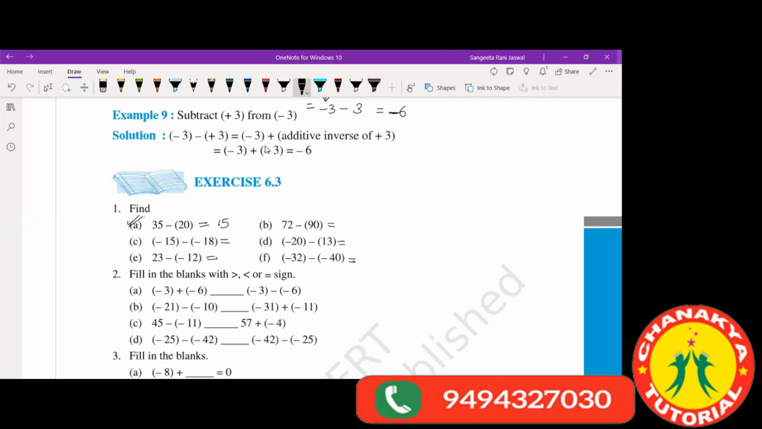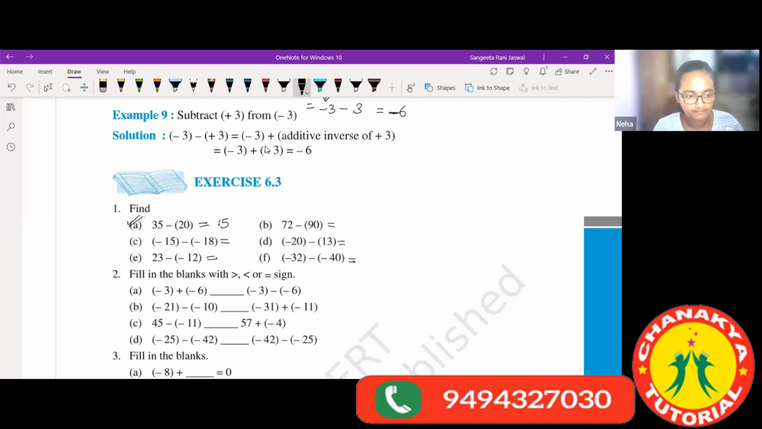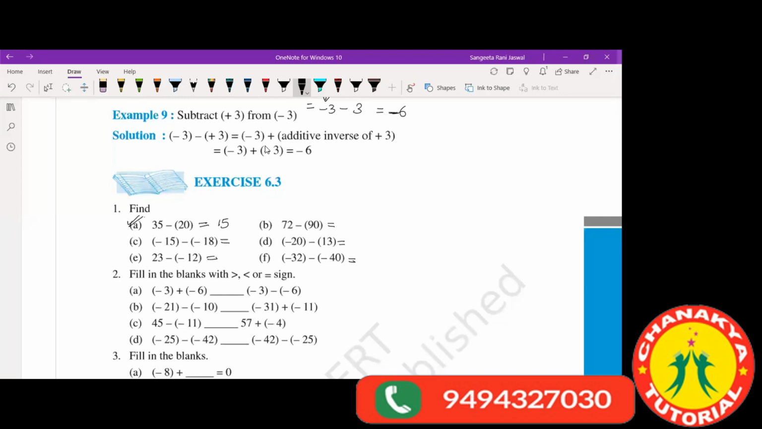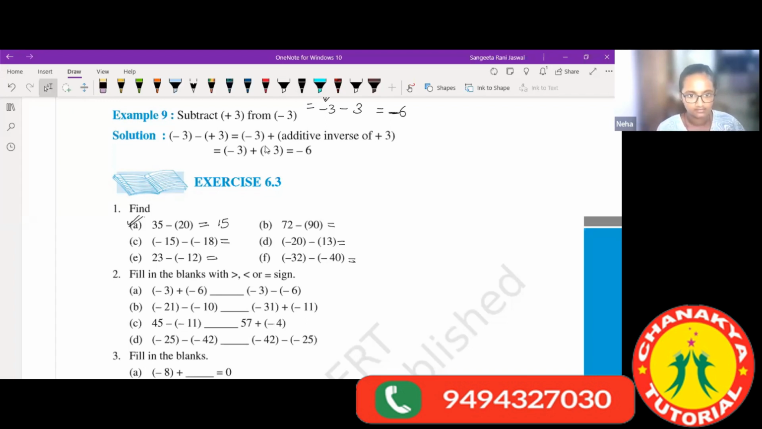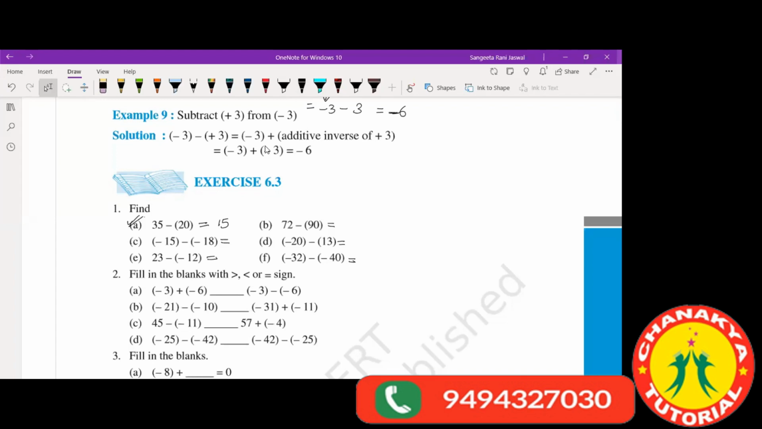Neha, you tell me the C part. C question. Ma'am, -3. Minus 15 plus 18. So how much is that? Ma'am, how much is the answer? -3. Minus 3. This became minus and minus plus 18 minus 13. So this will be plus 3. Is it? How can you say that? Minus 15, ma'am, plus 18. Minus 3. Very good. Okay, so this is, look here, minus and minus became plus.